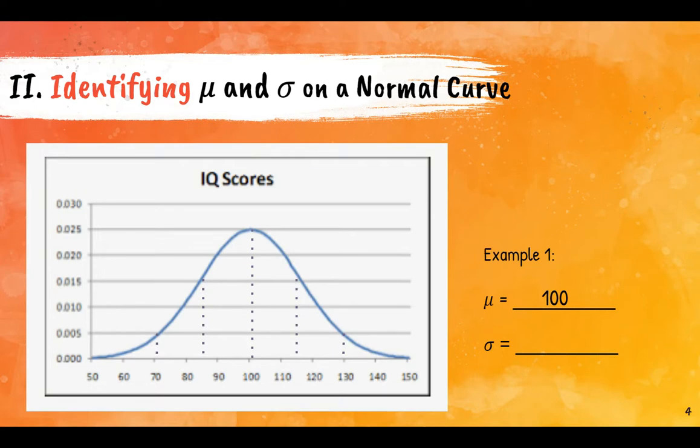Then if we look at 1 standard deviation above the mean, it's about 115. Subtracting 100 from 115, we get 15, which means that the standard deviation is 15. If you check on both sides, you'll see that each one of the lines, the dashed lines that comes from the top down to the horizontal axis, is approximately 15 points apart.